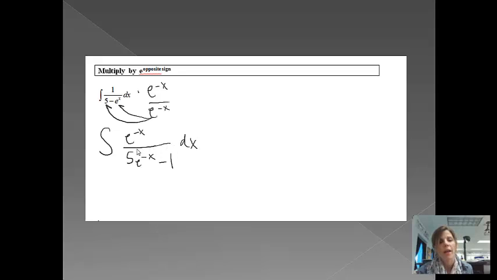Okay, and then from here, I now actually have turned this into a problem that I can perform a u substitution on. So we're going to let u equal 5 e to the negative x minus 1. And then the derivative of that would be negative 5 e to the negative x dx. And you'll notice I do have the e to the negative x up there. I'm just missing the negative 5, so I'll put a negative 1/5 on the outside.